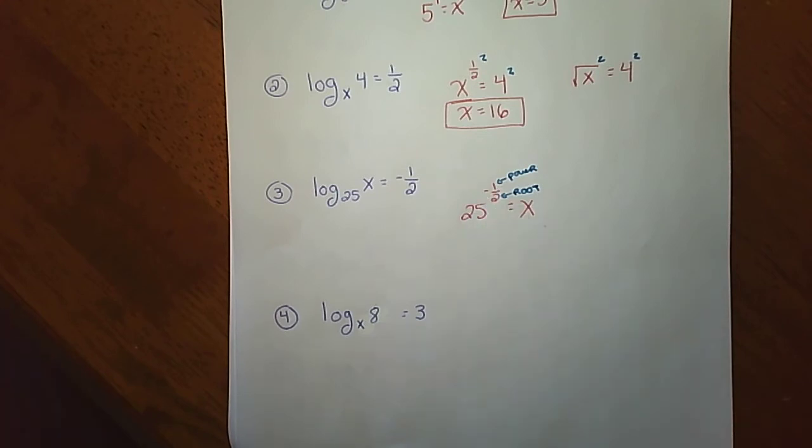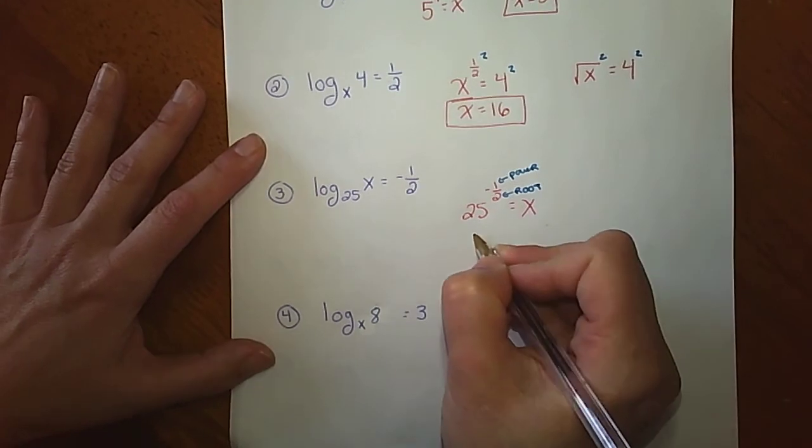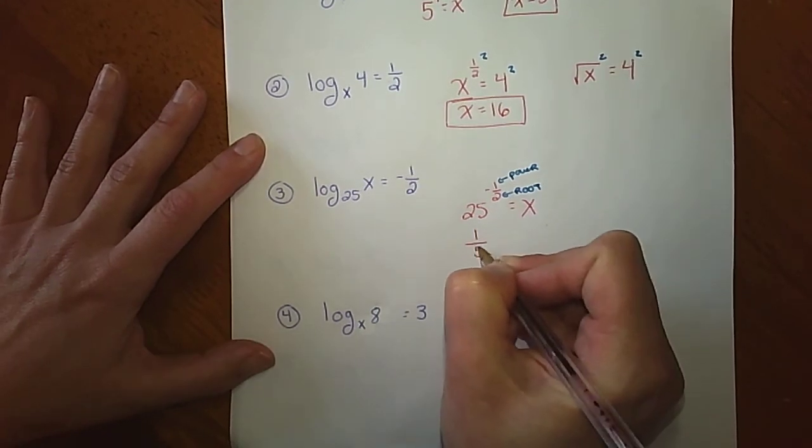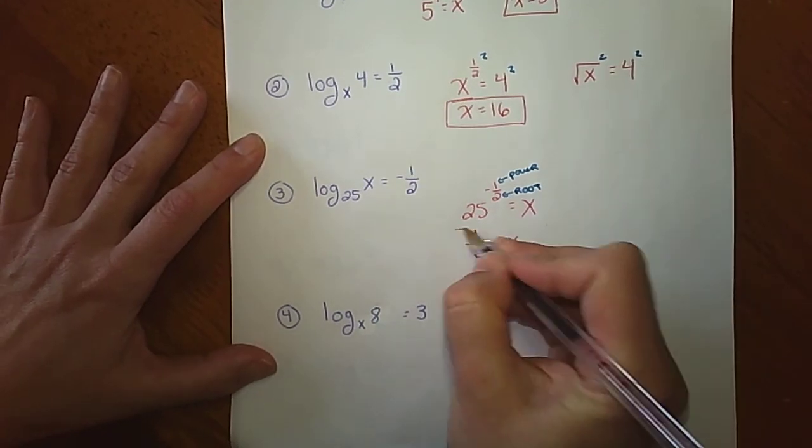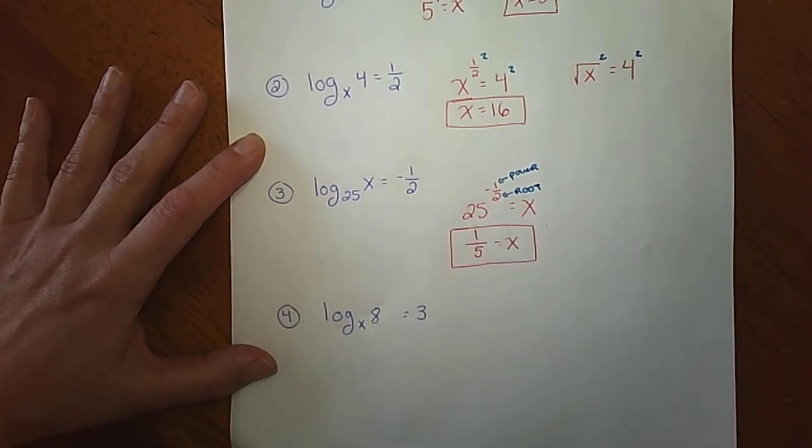And what does a negative exponent mean? A negative exponent means take the 5 and flip it over. So you're all set. That's the answer for that one.